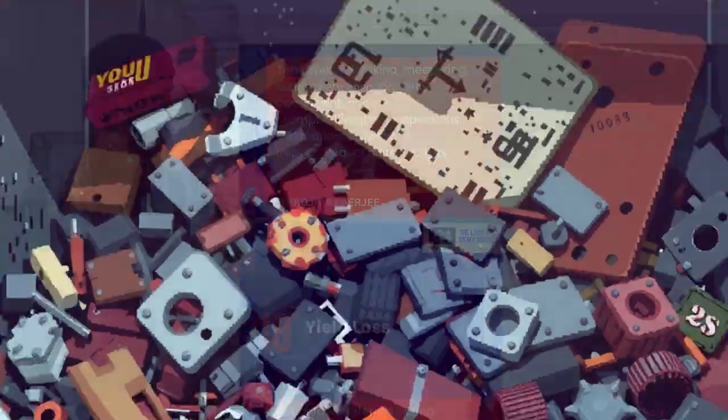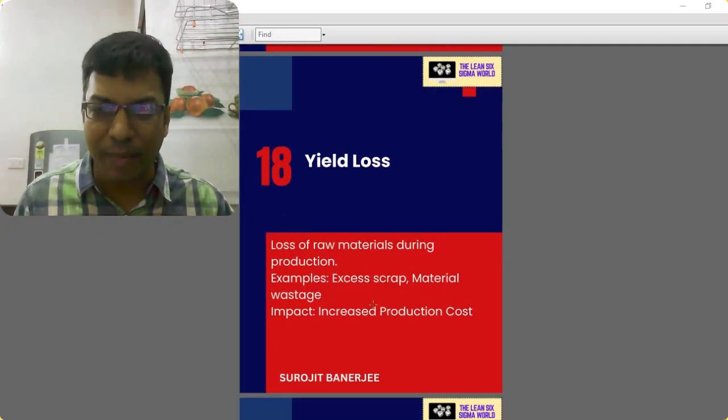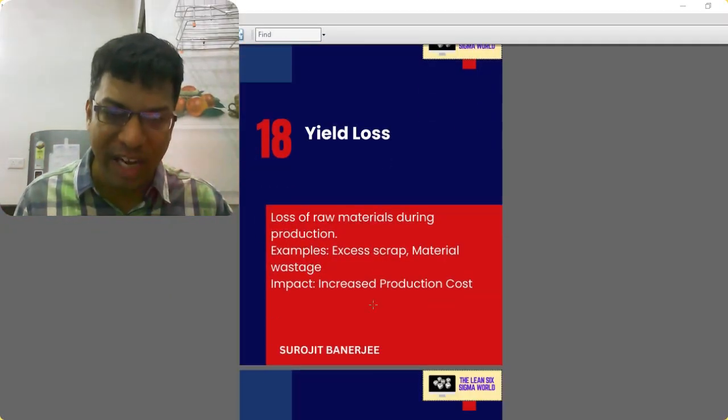Now I'm moving into yield loss. Yield loss is basically loss of raw materials during production. Examples: scrap, excess scrap or material wastage. The impact is increased production cost.